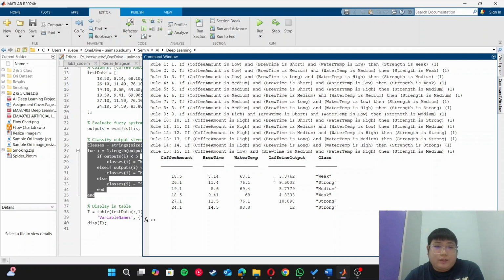This fuzzy system successfully mapped all test inputs into logical strength outputs. For example, a short brew with low temperature resulted in a weak output, while higher amounts and longer brew times led to strong caffeine levels. All the test results were displayed in a MATLAB table as shown just now, along with the classifications.